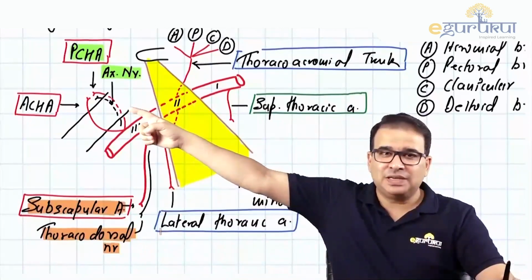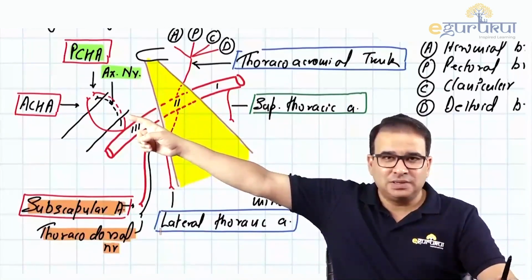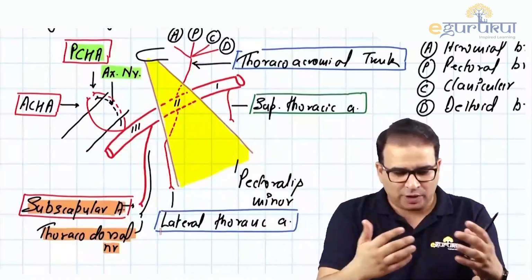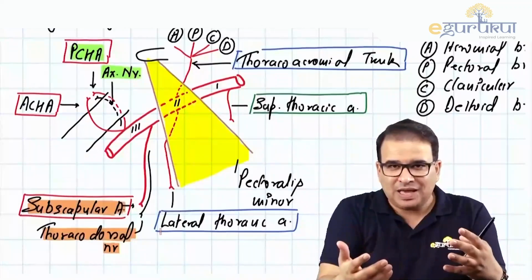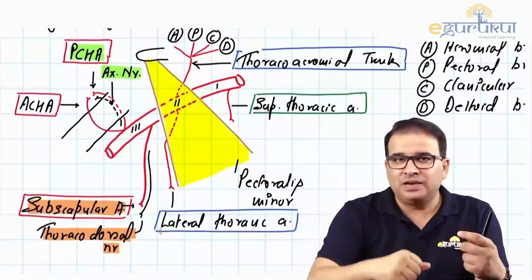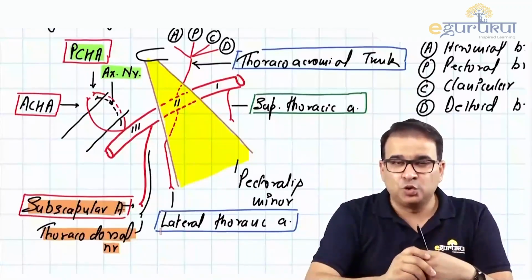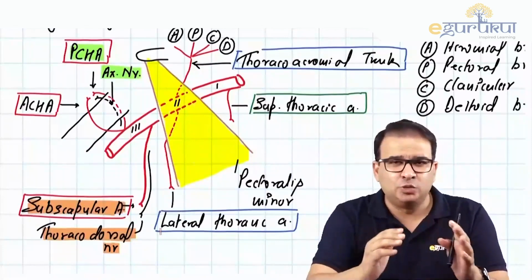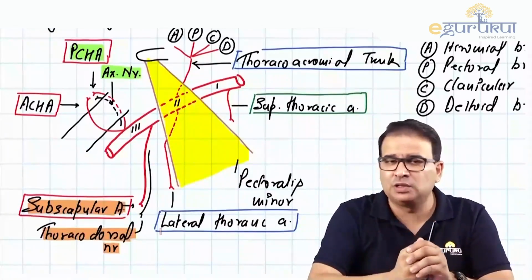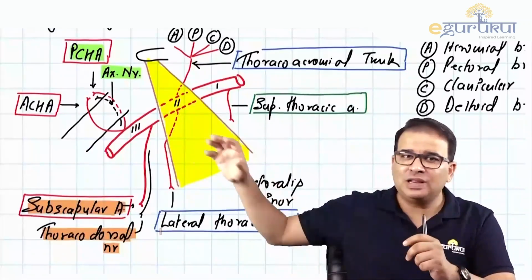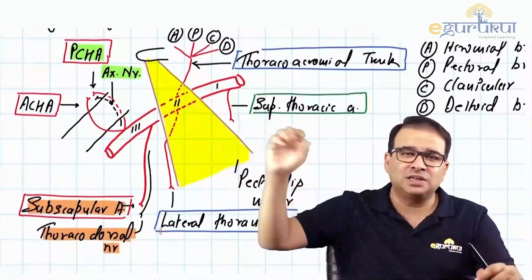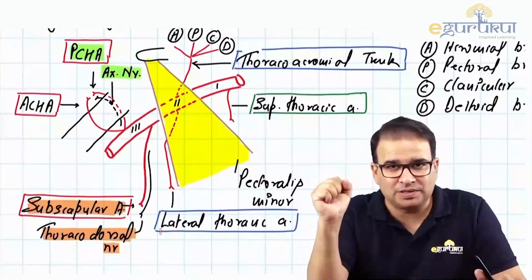Another important relation, we said the axillary nerve along with PCHA. If for any reason there is an injury to the axillary nerve, like if there is an inferior dislocation of the shoulder joint, or if there is an injury to the humerus at the level of the surgical neck on the posterior aspect, then not only the axillary nerve, even the posterior circumflex humeral artery can be compromised.